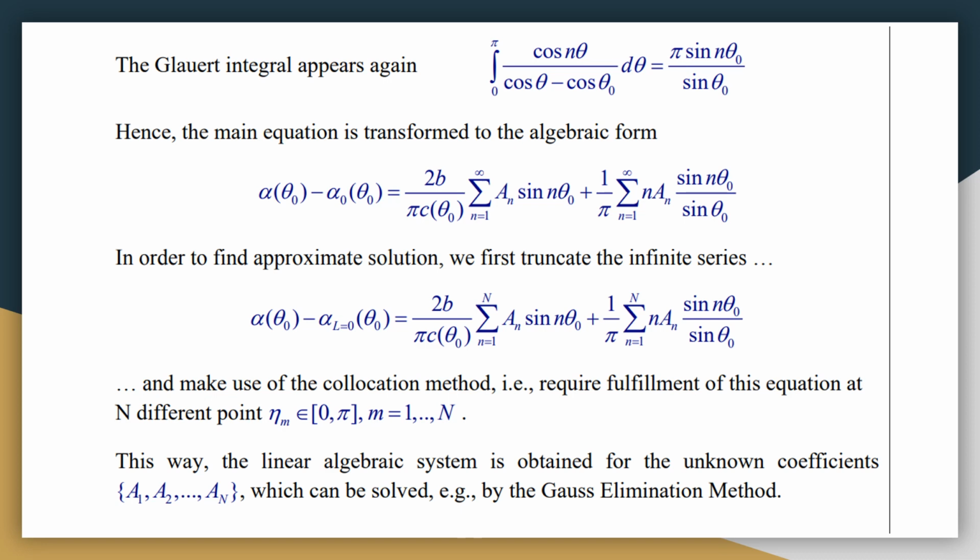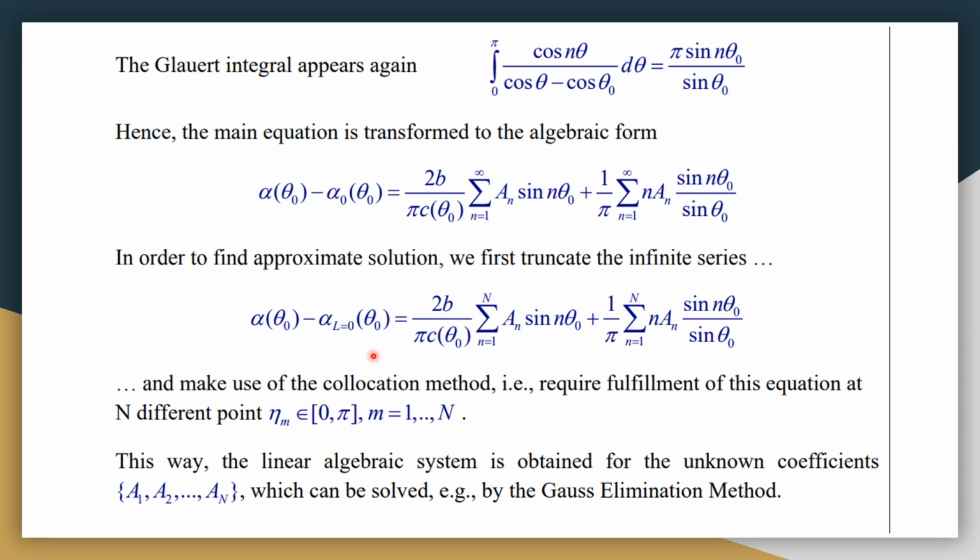From that, we get alpha equal to 2b by pi c theta naught, the summation of 1 till N of n a n sin n theta, plus alpha L equal to 0. What is meant by alpha L equal to 0? This means the angle at zero lift, evaluated at the given span-wise location.